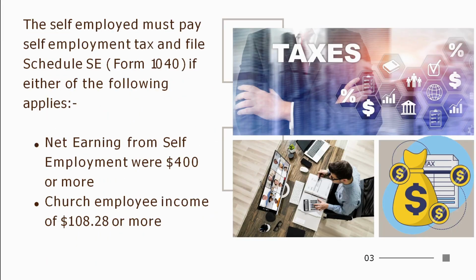Now comes the question of what earnings you need to pay self-employment taxes on. When the net earnings from self-employment were $400 or more, or church employee income of $108.28 or more, the self-employed must pay self-employment taxes and file Schedule SE of Form 1040. So we'll be discussing the forms in detail in another video.